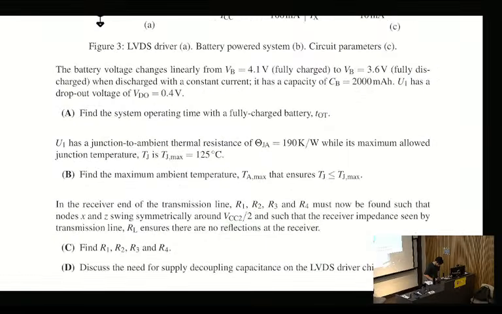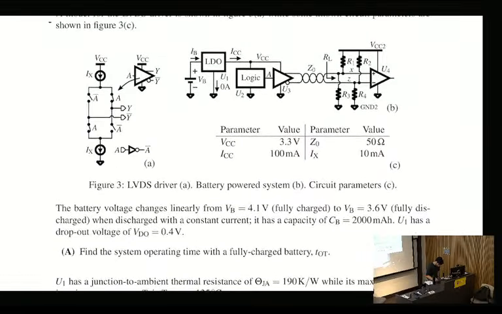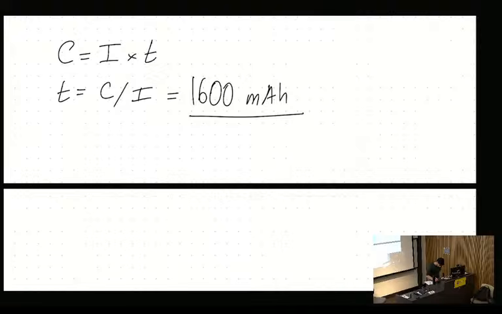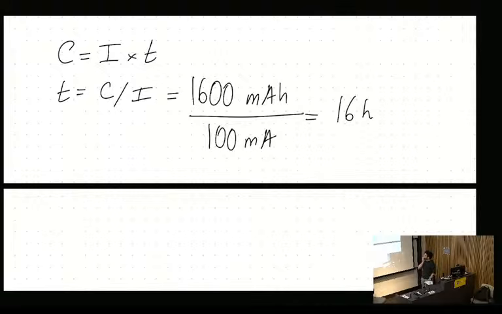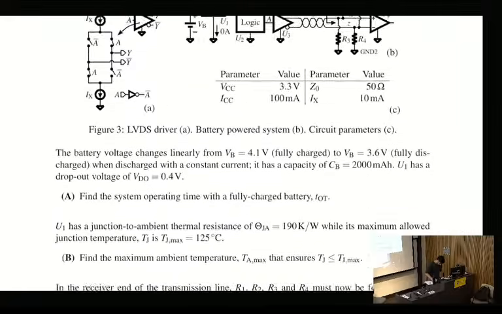the current draw. We are told that the current draw coming out of the LDO is 100 milliamps. So that's how much current we're drawing from the battery. So then over 100 milliamps gives you 16 hours. Okay. Is that right? Cool. Any questions? All good? Cool. Next question.